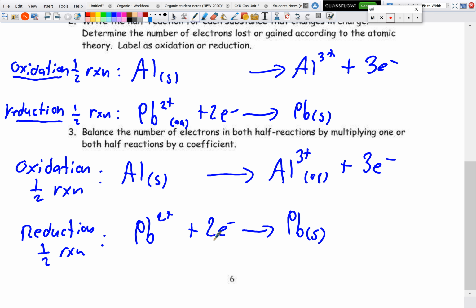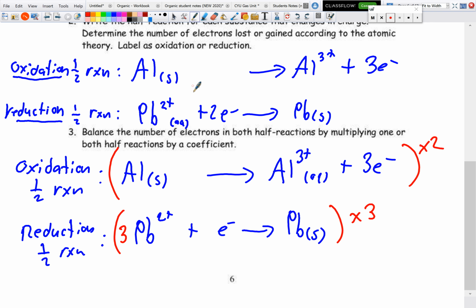Now, of course, we need to figure out the lowest common multiple between 3 and 2, which is going to be 6. So I'm going to have to multiply my aluminum half reaction by 2, and I'm going to have to multiply my lead half reaction by 3. So the new coefficients are going to be 3 for lead.